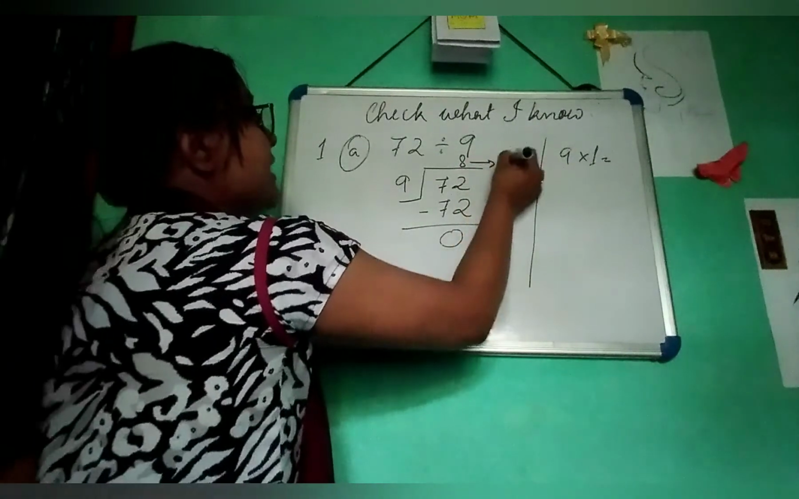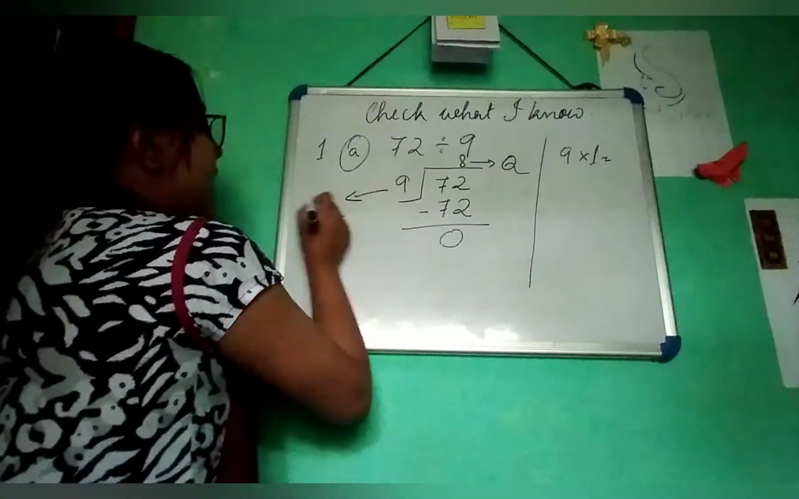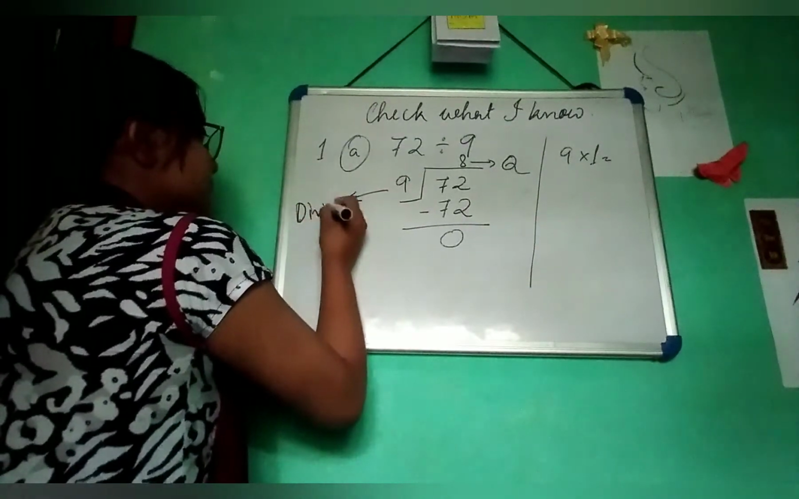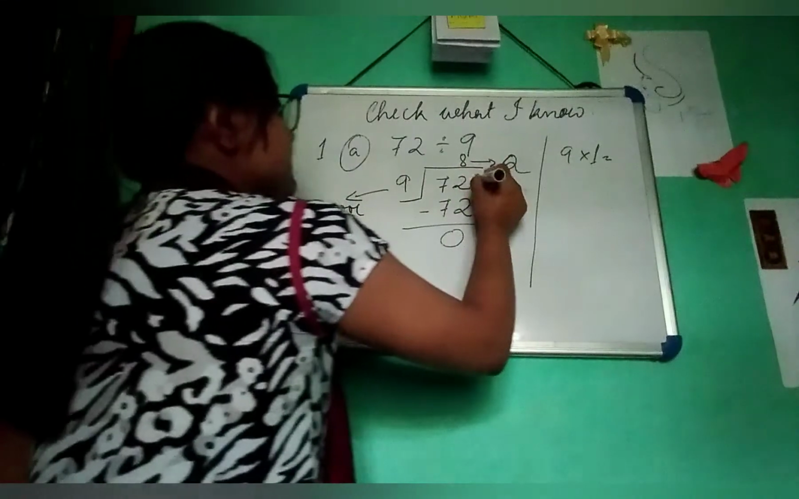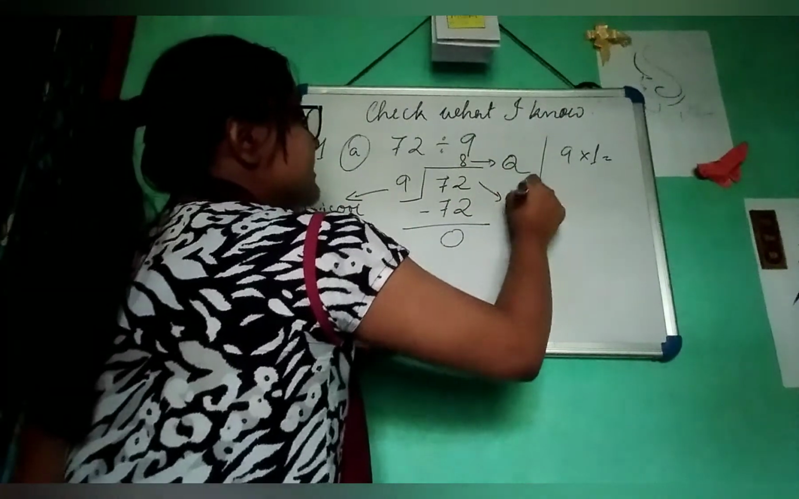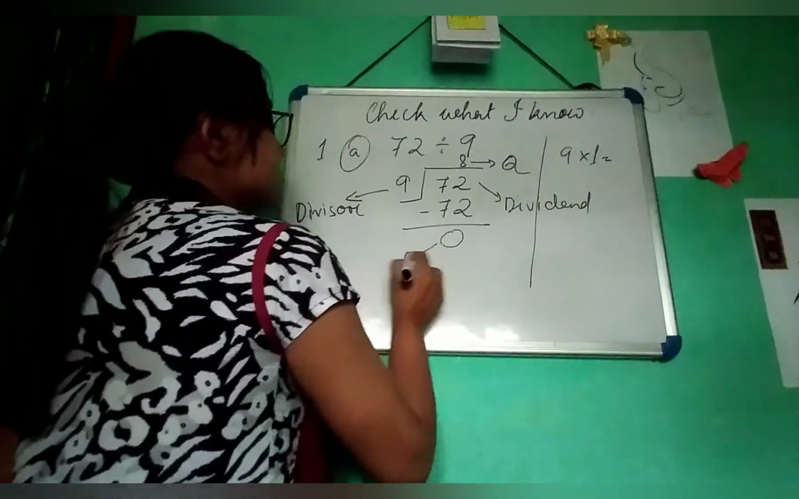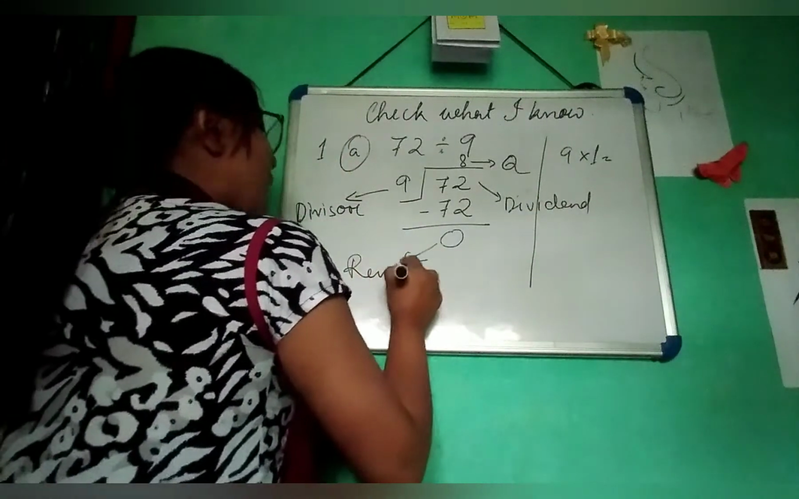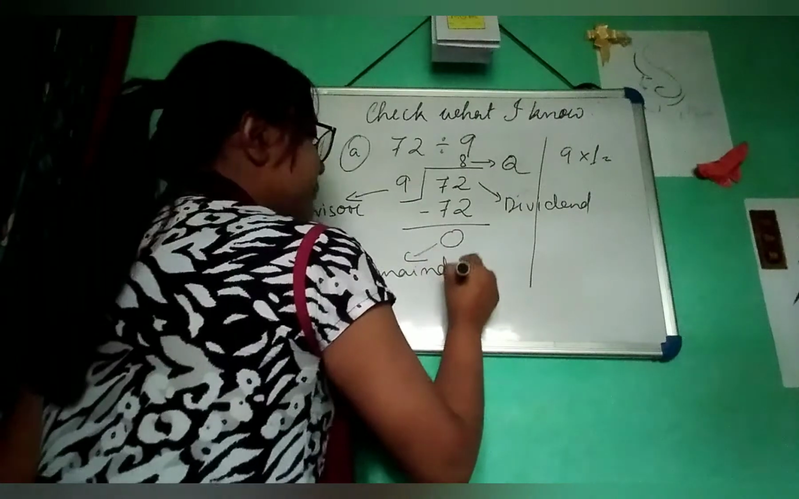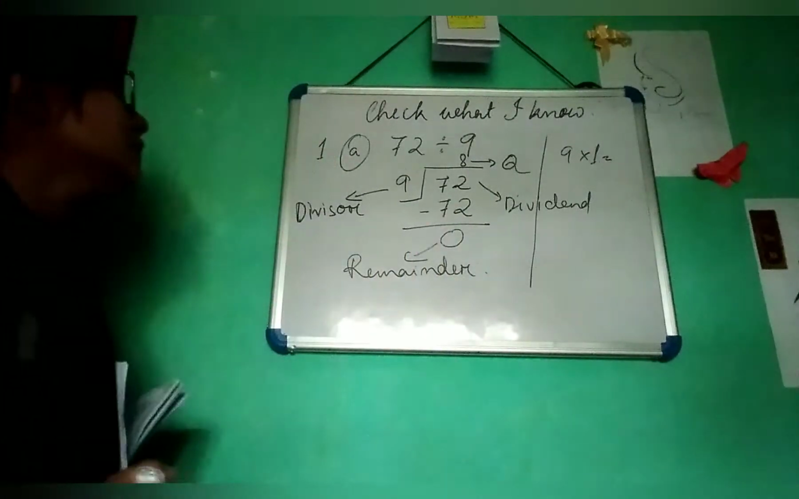This is known as the quotient. This is known as the divisor. This is known as the dividend. And this is known as the remainder. I will tell you there is one more important thing, but for the timing, you learn how I am doing it.